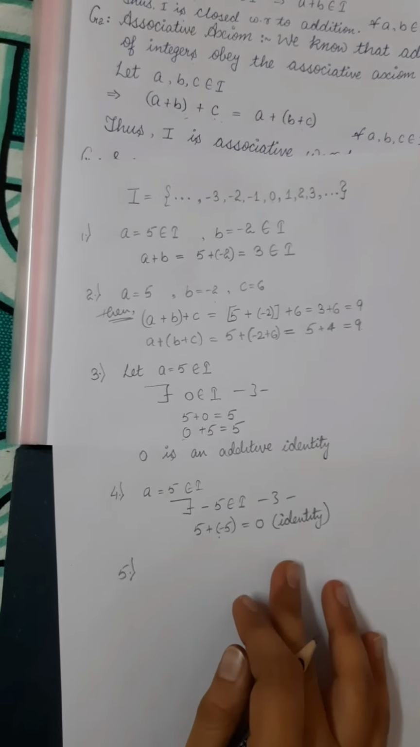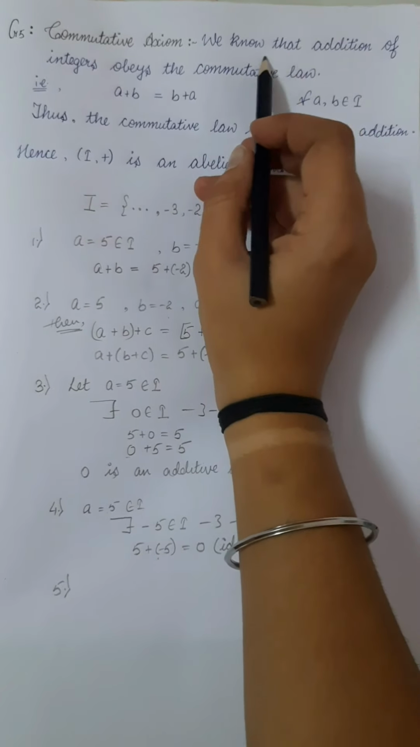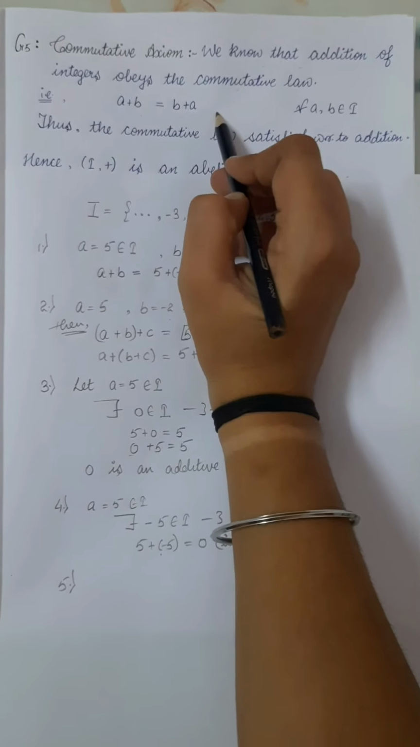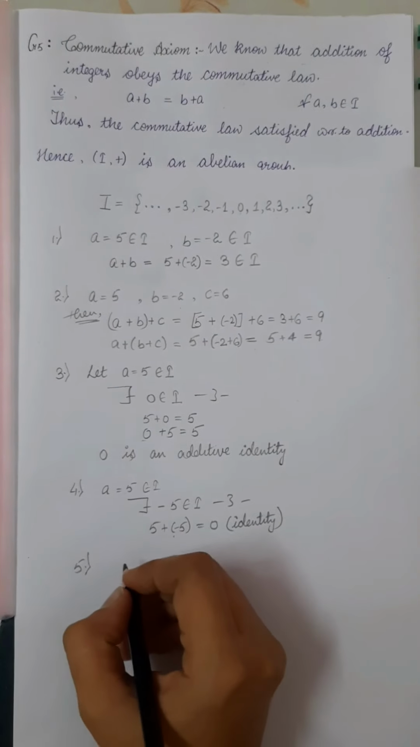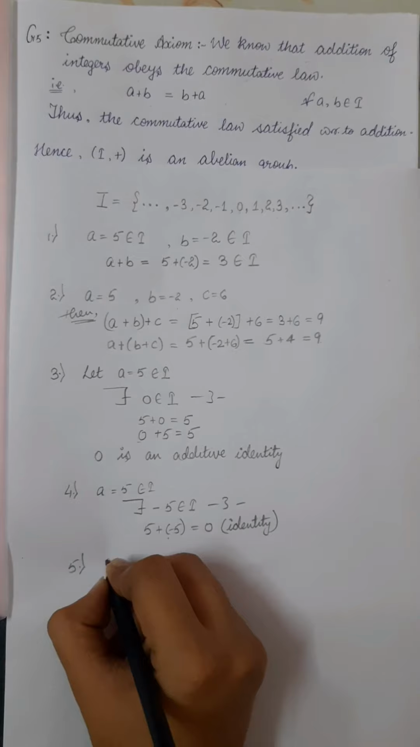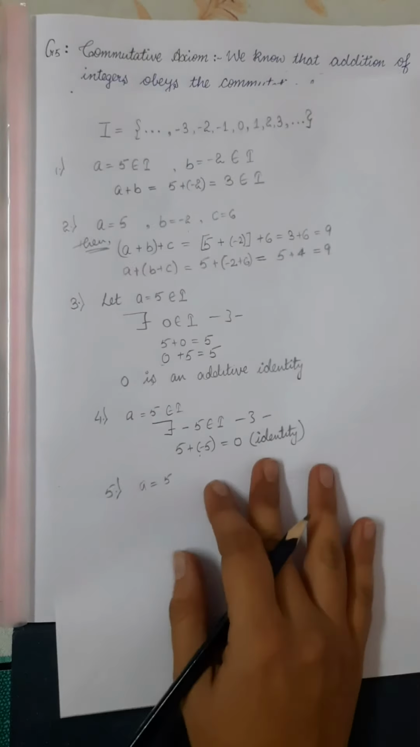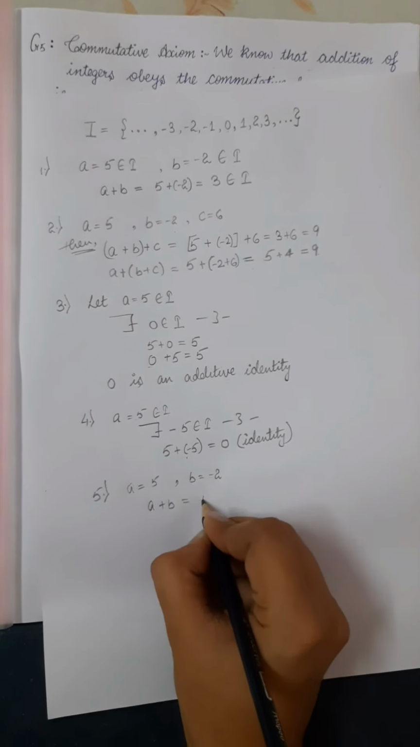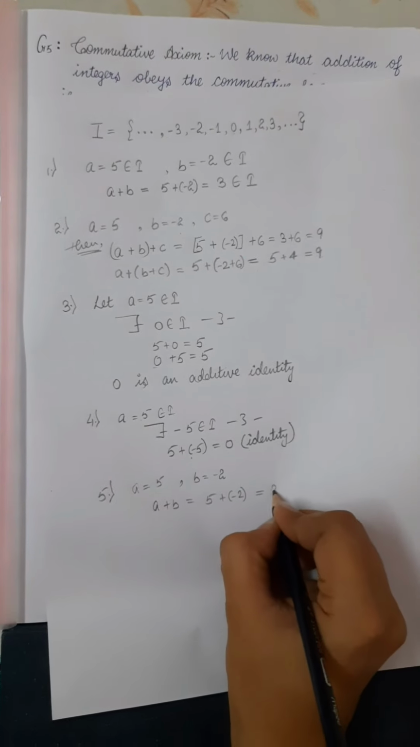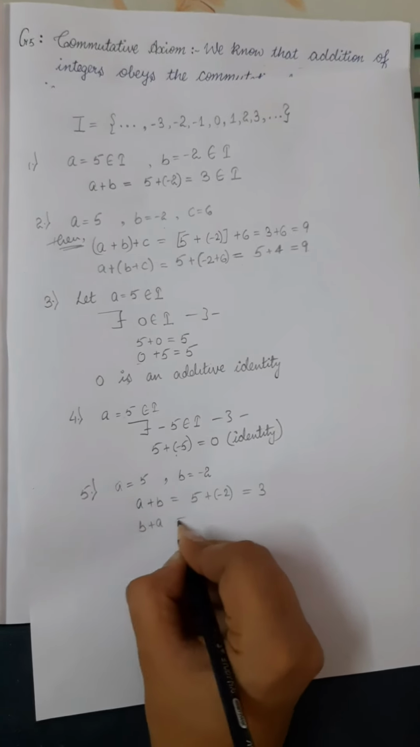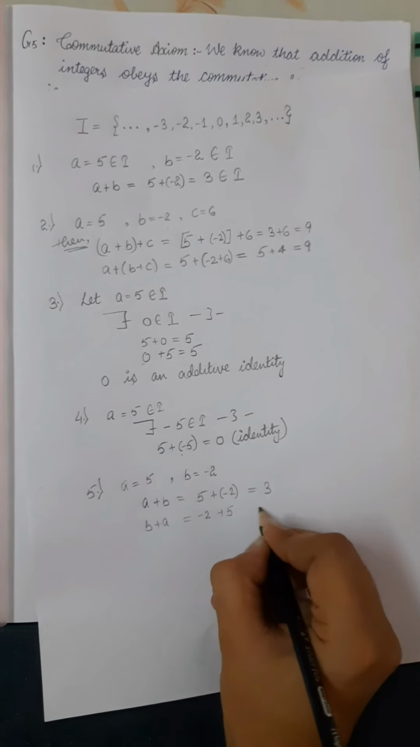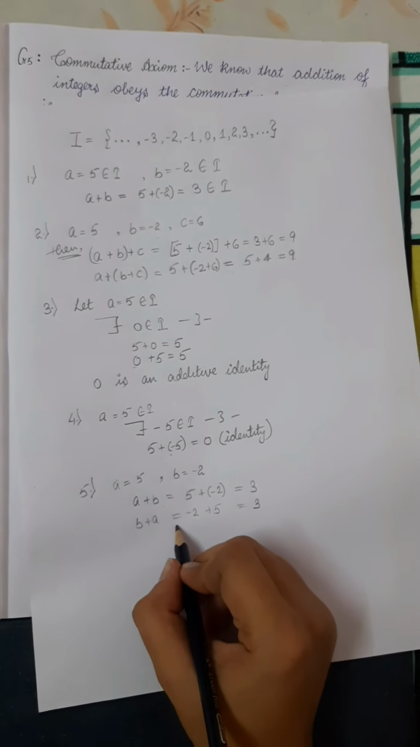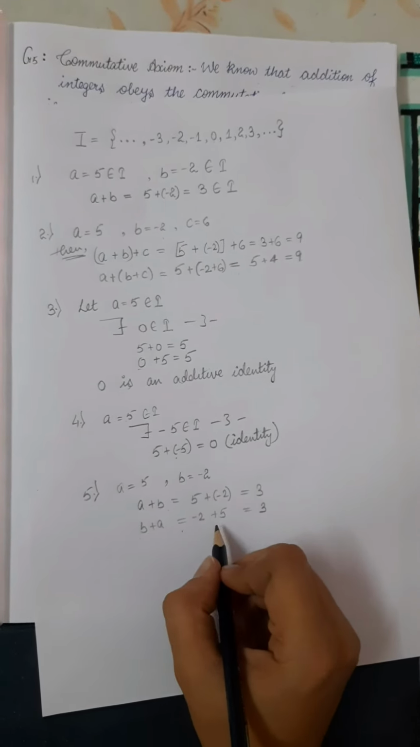Now the next is the commutative axiom. We know that addition of integers obeys the commutative law. That means a + b equals b + a. So we find a + b and b + a. Let a = 5, b = -2. Then a + b, 5 + (-2), is equal to 3, and b + a, -2 + 5, is equal to 3. Again, a + b gives the same answer as b + a. So the commutative axiom is also satisfied.